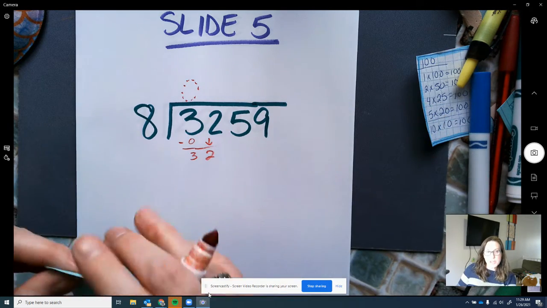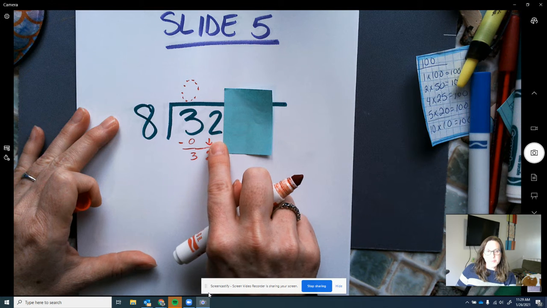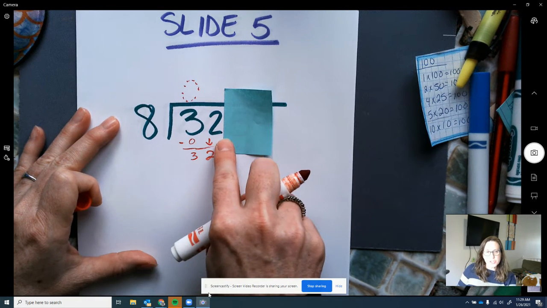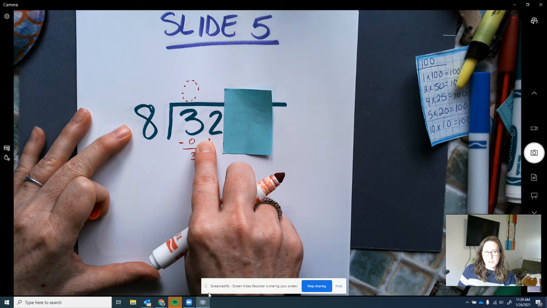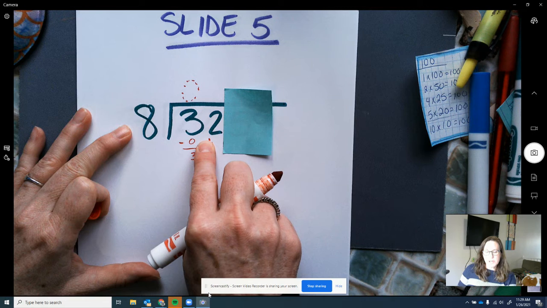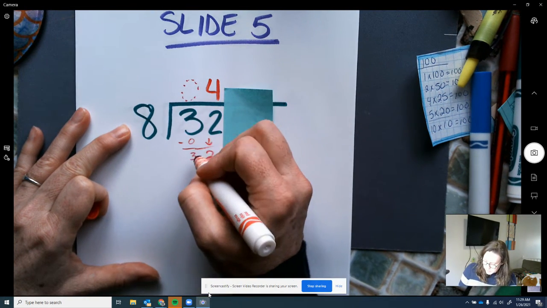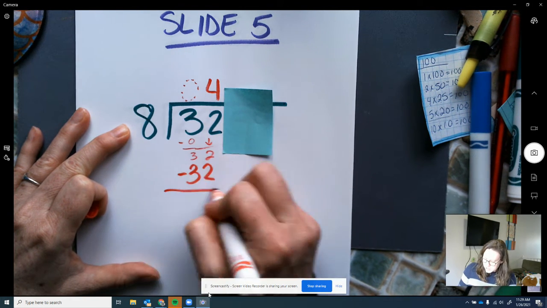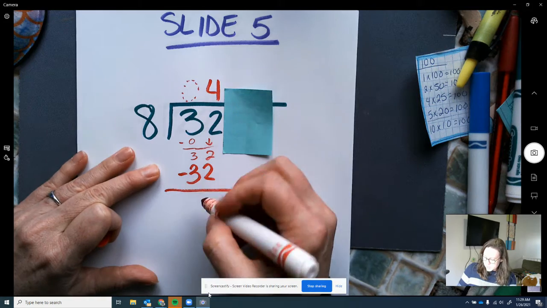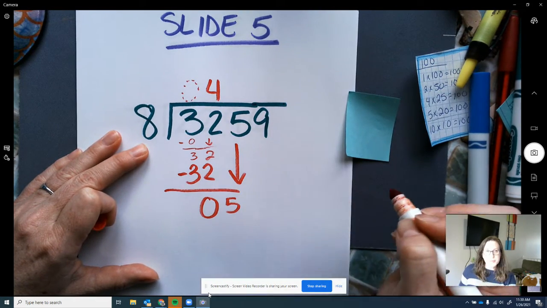Or when it's the first time, and this is the only time you can do this, the first move that you're making, you can just move it over. 8 times what gets us closest to 32 without going over? So 8 times 3 is 24. 8 times 4 is 32. So I'm going to go ahead and just take away 32 because 4 times 8 is 32 and I've got 0 left over. And I'm going to bring down my 5.